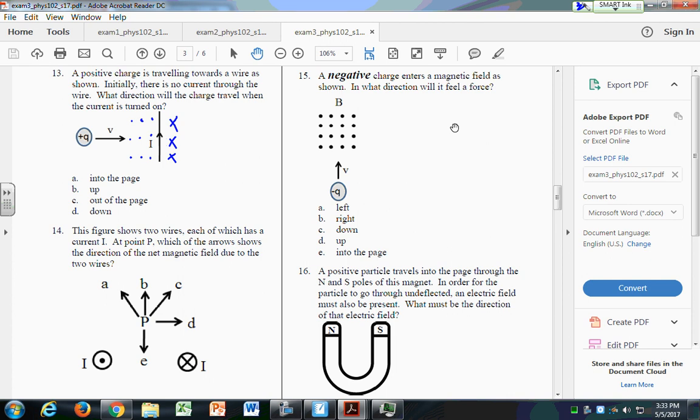So, the current, first part, figure out the magnetic field. The current is up, right? My thumb goes in the direction of the current, my fingers go into the page on this side, and they wrap around and come out of the page on this side. That's how I drew this magnetic field coming out of the page.